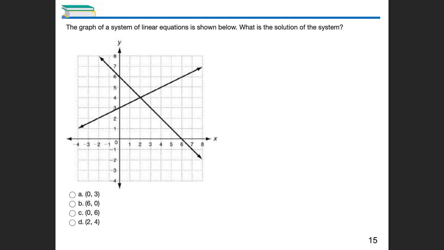The next one, it says, what is the solution to the system? But a fairly easy problem because the system is already graphed. Now, if it wasn't graphed, we'd have to graph it first. And then where the lines cross, that is my solution to the system of equations. So my solution should be right here. So what is that? 2, 4 for my solution. So if you're solving a system of equations by graphing, you just graph it out. Where the two lines cross, that is the solution to the system. So in this problem, it would be 2, 4 or letter D.